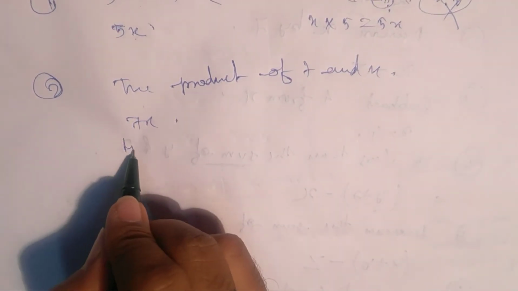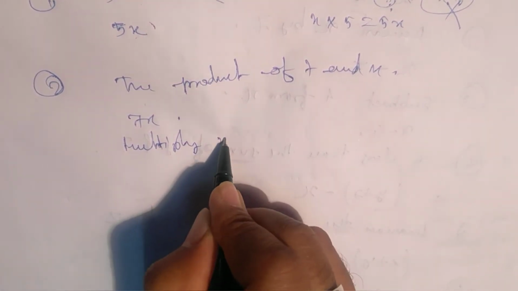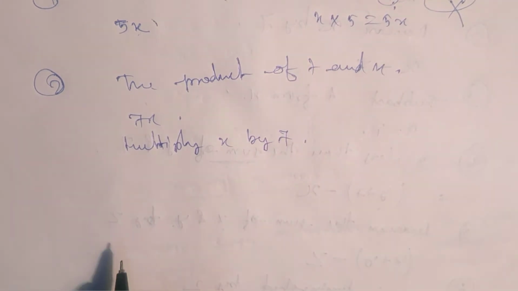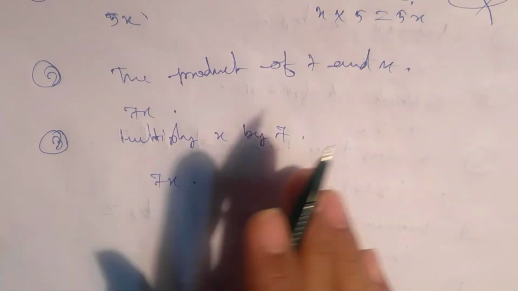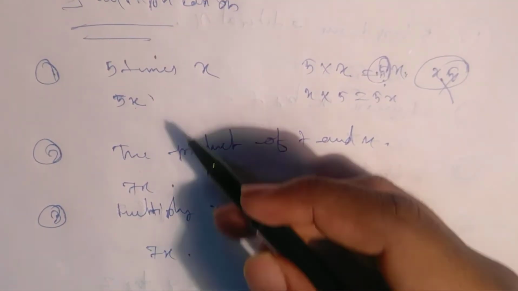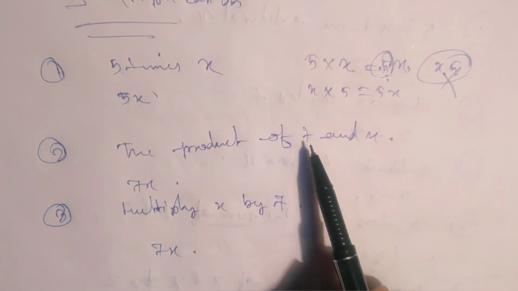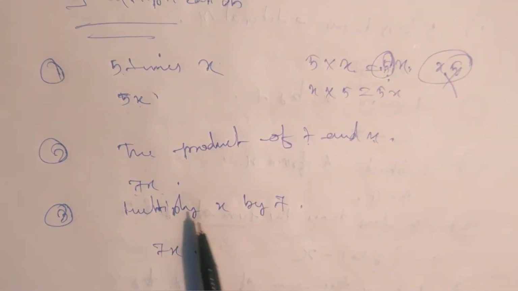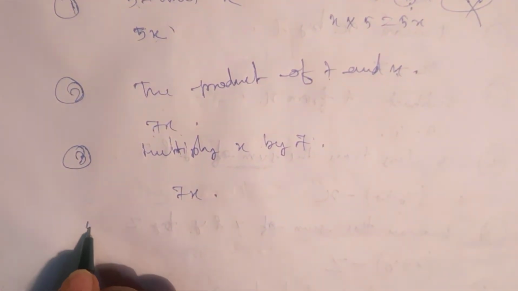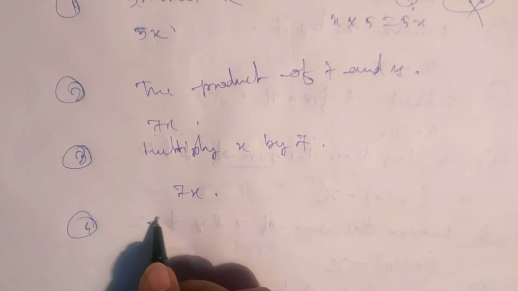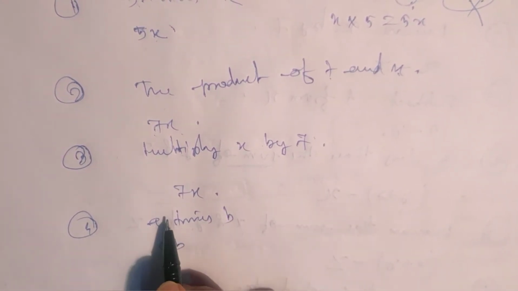Next, multiply x by 7. So your answer is 7x. Same. See, we have seen 3 different statements: 5 times x is 5x, the product of 7 and x is 7x, and multiply x by 7 is 7x. Next, a times b, that means ab. And b times a is ba.